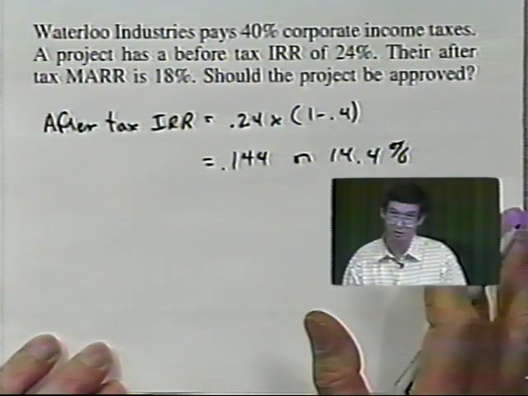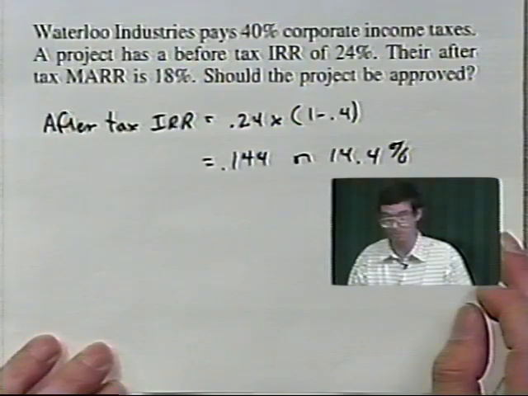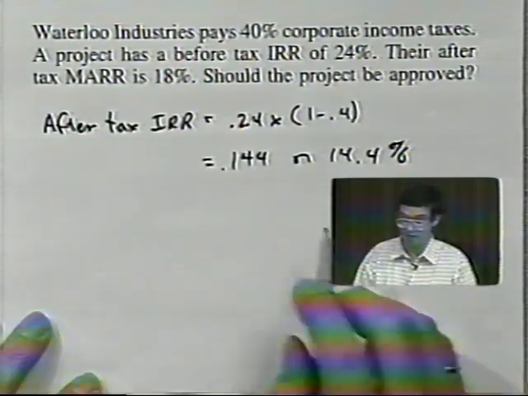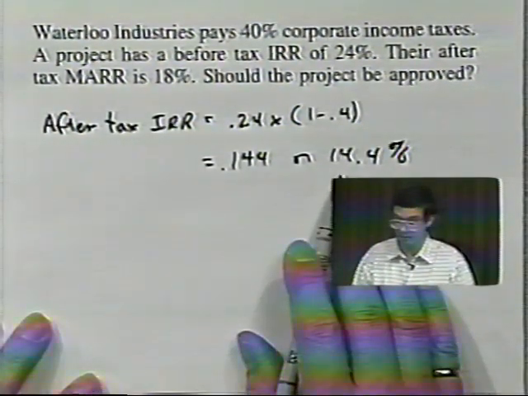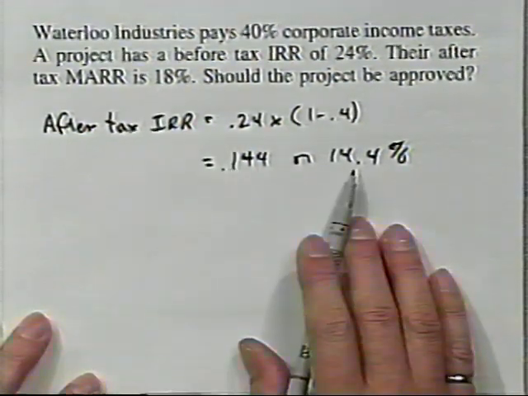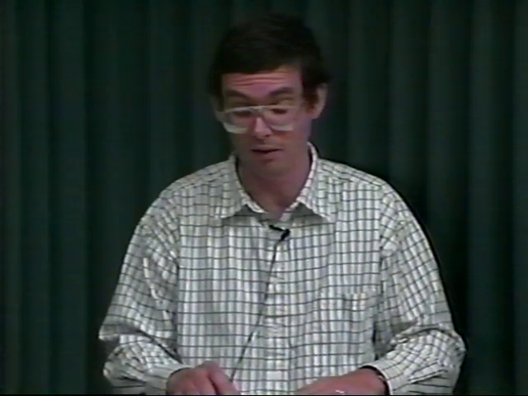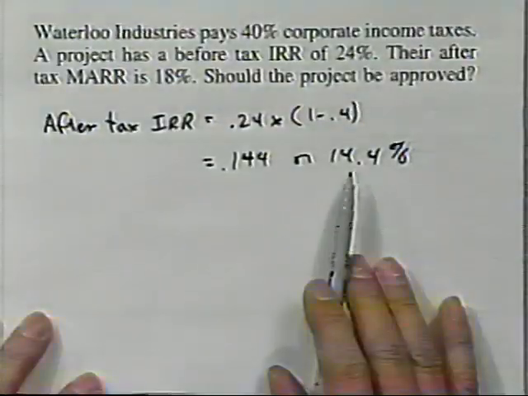That's for a before-tax internal rate of return of 24% when the taxes are 40%. So should the project be approved? Well, it is considerably above the 14.4% after-tax internal rate of return, so I'd say yes. But one has to keep in mind the fact that this is an approximation.